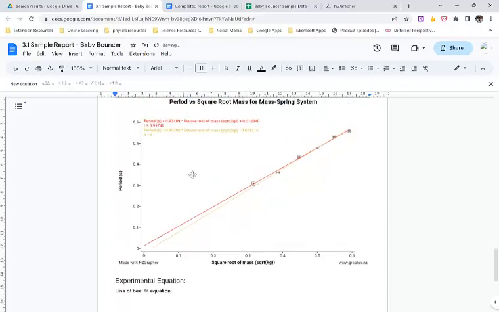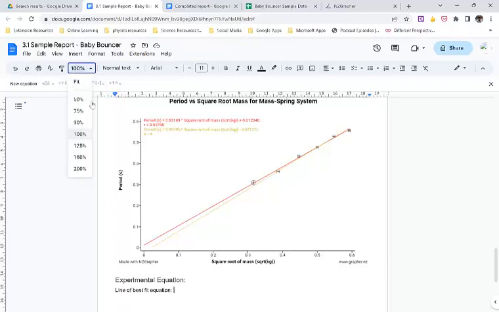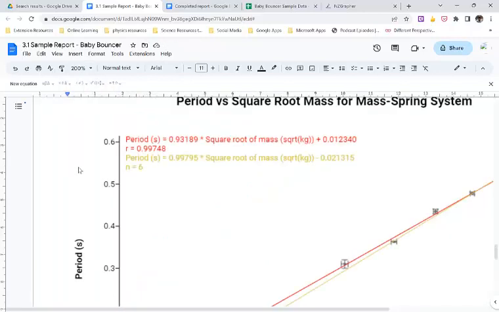And if we look here, there's our equation. It's a bit small. I'm going to go up to maybe 200% momentarily here so you can see it. So we have a gradient here. So we have our y value, which is period, is equal to a gradient times our x value, which is the square root of mass, plus our y-intercept. And then we have a separate equation for our error line, and we'll deal with that afterwards. So let's write out the equations below for these two.